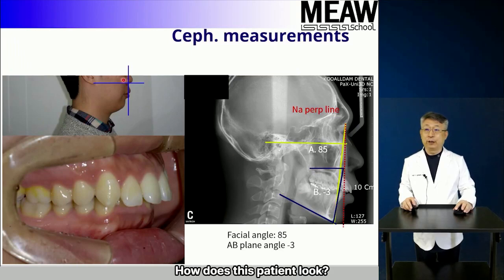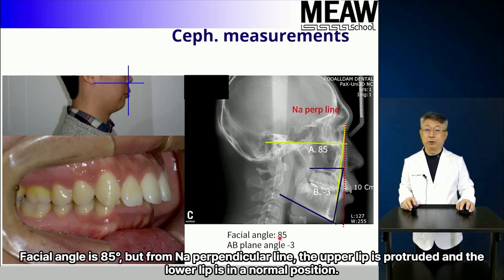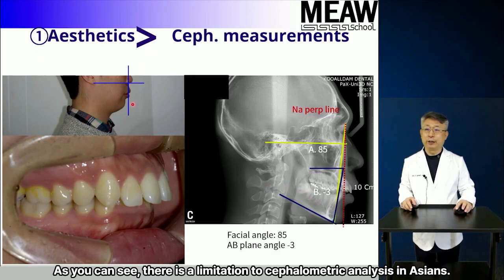How does this patient look? Facial angle is 85, but from NA perpendicular line, the upper lip is protruded and the lower lip is in a normal position. As you can see, there is a limitation to cephalometric analysis in Asians.